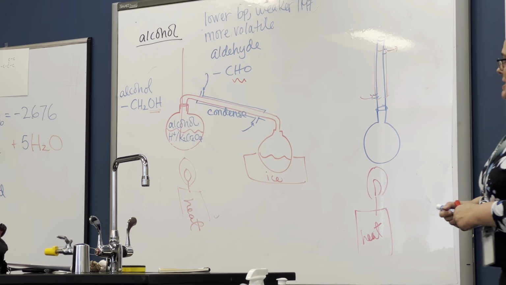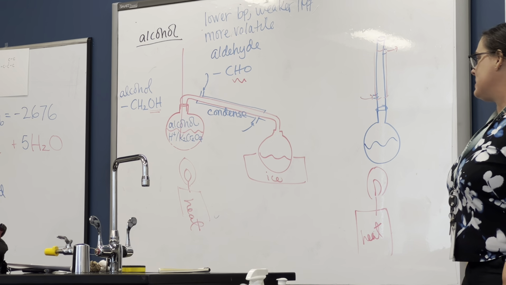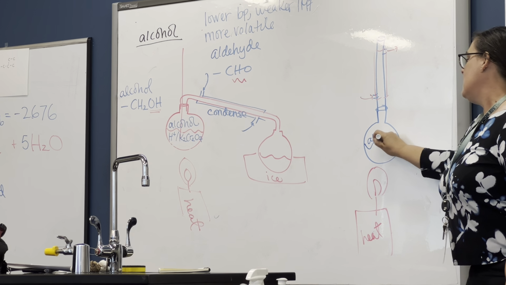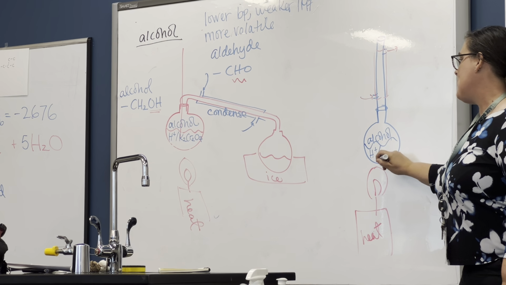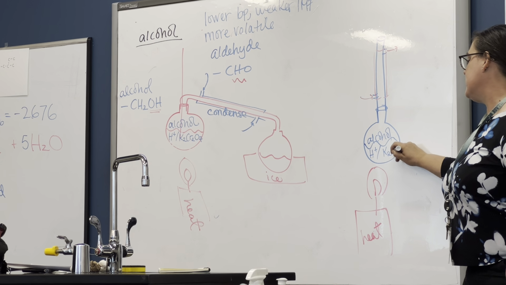So here what we do is we take the same alcohol and acidified potassium dichromate. And what happens first is we make the aldehyde. When we make the aldehyde, what happens to it?